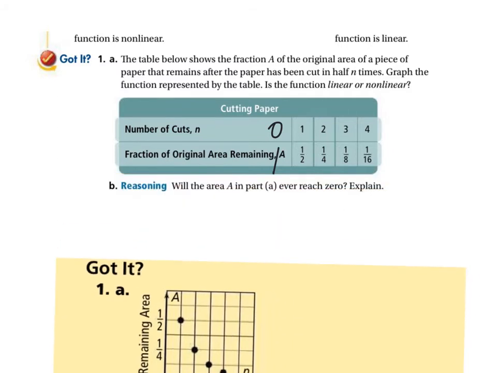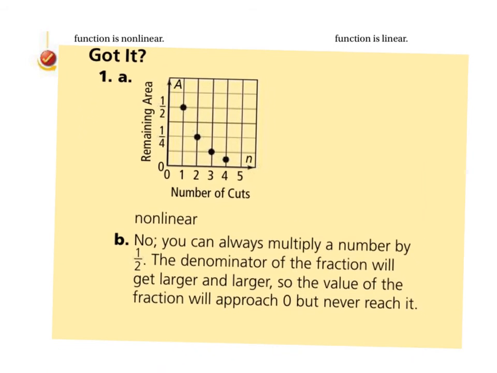And will the area A in part ever reach 0? And explain. Well, technically no, right? You can always multiply by 1/2 each time. The denominator of the fraction will get larger and larger, so the value of it will approach 0, but never quite reach it. Eventually, your scissors won't be able to cut it. So it'll approach 0, but never quite reach it.